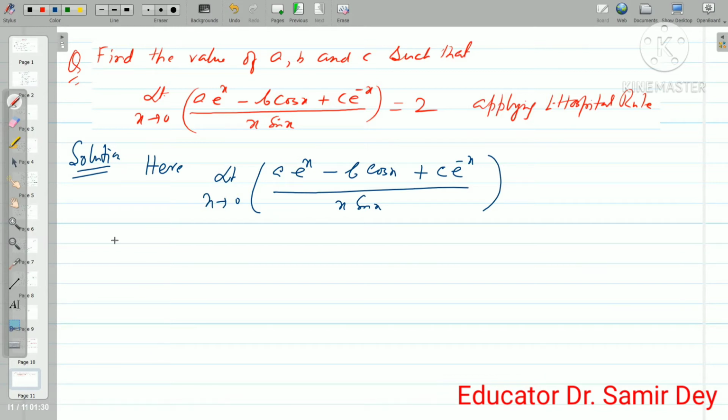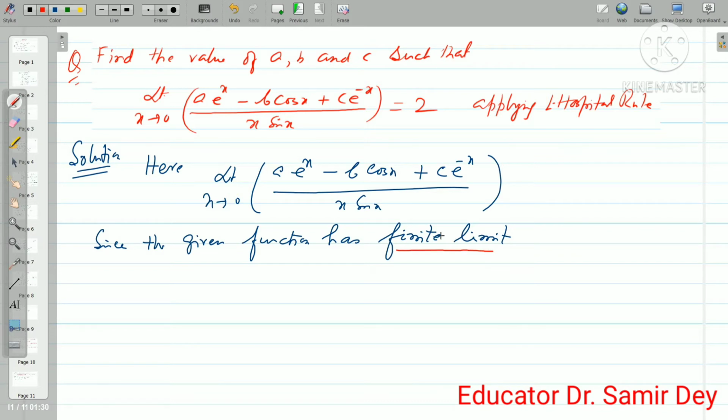So you may write, since the given function has a finite limit, mind it, please underline it, has a finite limit, which means you can find the value, that is already given, that is 2.